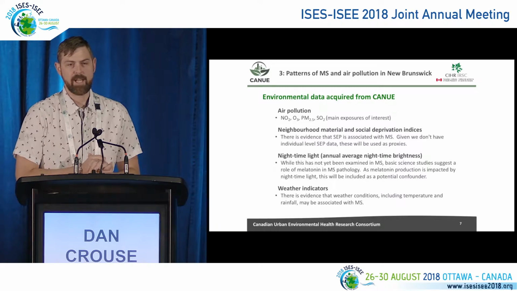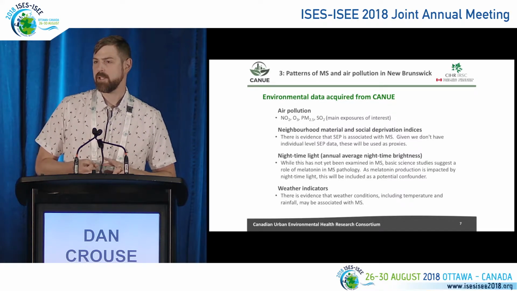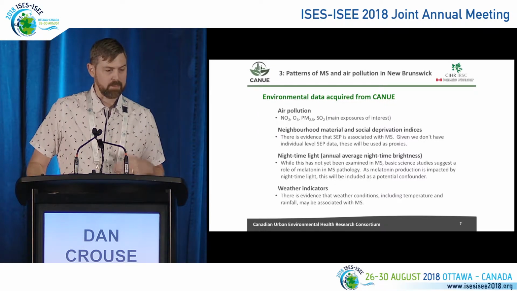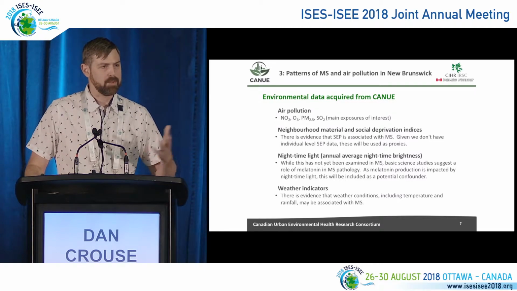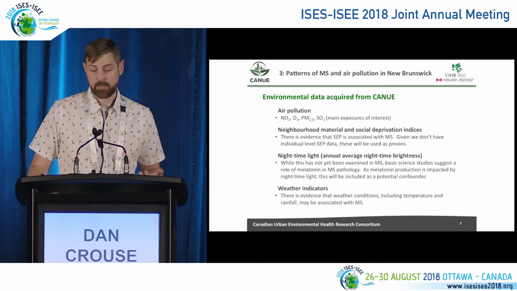And then some weather indicators. So there's evidence from other studies that weather conditions, including amount of precipitation and temperature, can be associated with multiple sclerosis. So this is work that's ongoing. But just trying to highlight multi-factor, multi-pollutant, multi-exposure data sets that can all be brought together for some really cool analyses.